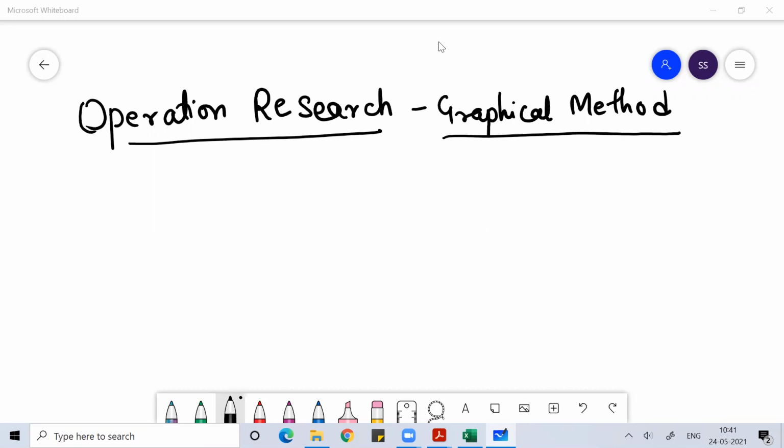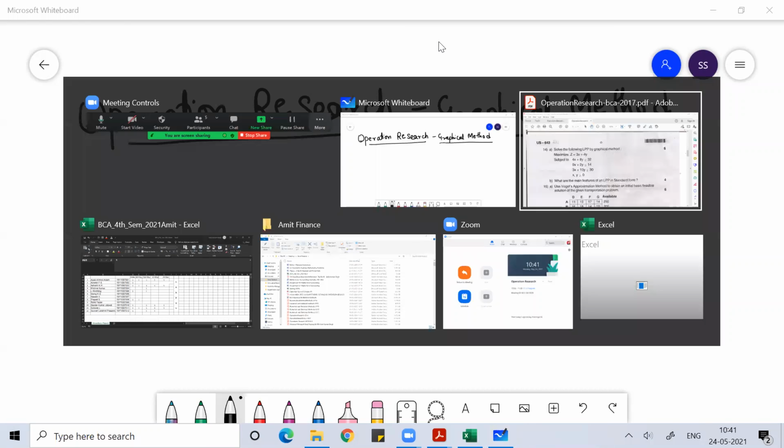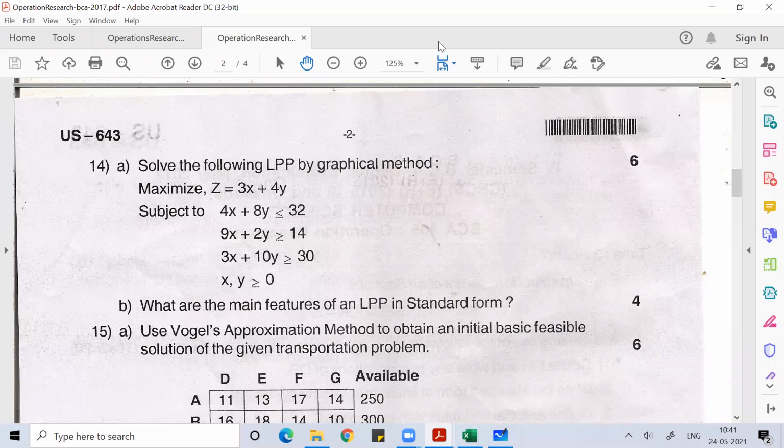Good morning, everyone. Welcome to the class in our subject called Operation Research, where we are learning a very important topic: how to solve an LPP problem by using the graphical method. We already learned how to formulate an LPP equation in the standard form.